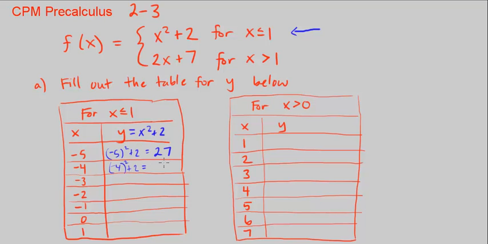Negative 4 squared plus 2 is 16 plus 2 is 18. Negative 3 squared is 9 plus 2 is 11. Negative 2 squared is positive 4 plus 2 is 6. Negative 1 squared plus 2 is 3. 0 squared plus 2 is 2. 1 squared plus 2 is 3. Okay, so that's filling out this side of the chart.